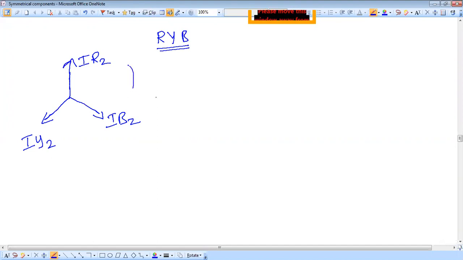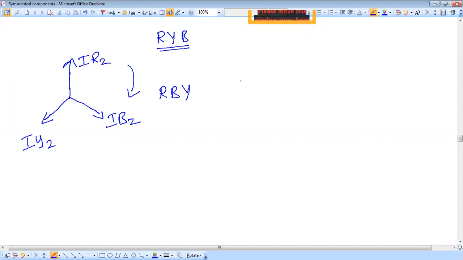Now, what is the phase sequence of the negative sequence component in the clockwise direction? What phases are coming in sequence? R phase is coming, next B phase, next Y phase. So the phase sequence here is RBY. The negative sequence component is always opposite to the original phase sequence.